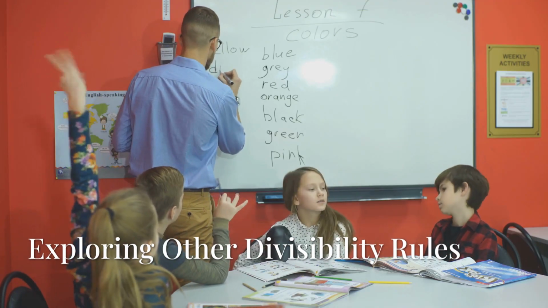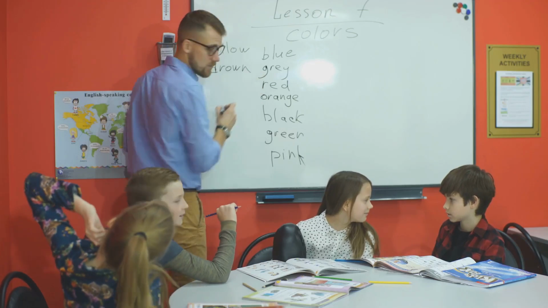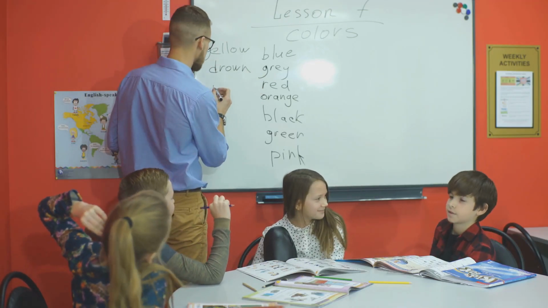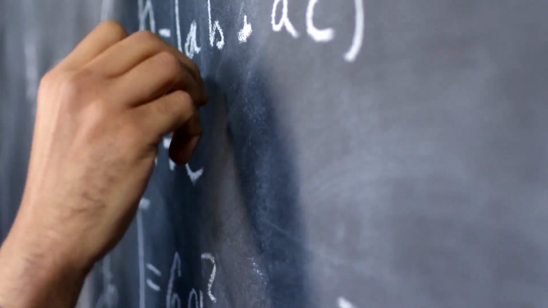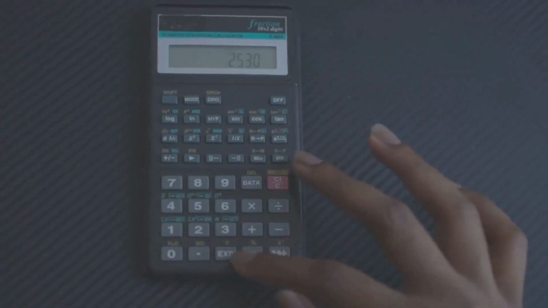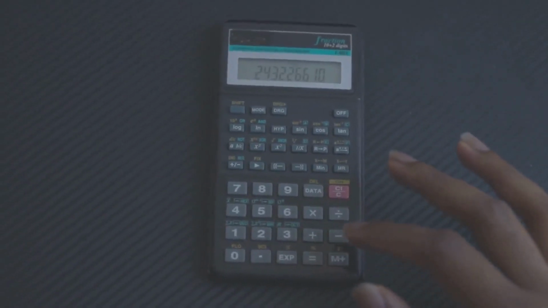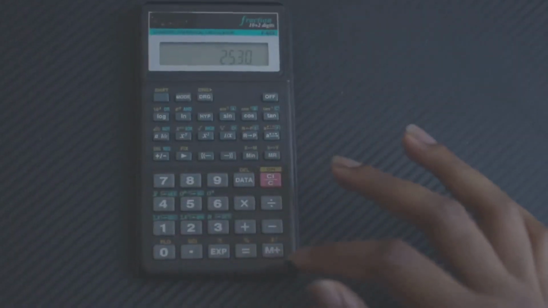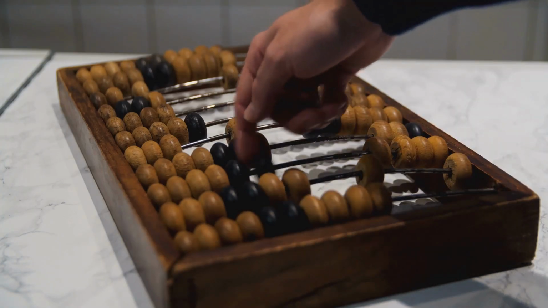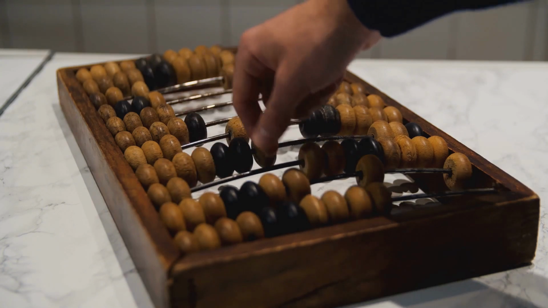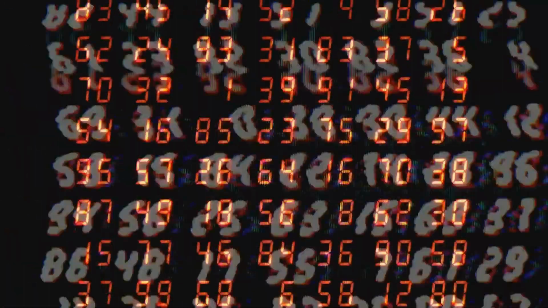Section 6. Beyond the basics. Exploring other divisibility rules. While we've focused on some of the most common divisibility rules, there are many more to discover. For example, divisibility by 3. A number is divisible by 3 if the sum of its digits is divisible by 3. For example, the number 126 is divisible by 3 because 1 plus 2 plus 6 equals 9, and 9 is divisible by 3. Divisibility by 9. Similarly, a number is divisible by 9 if the sum of its digits is divisible by 9.